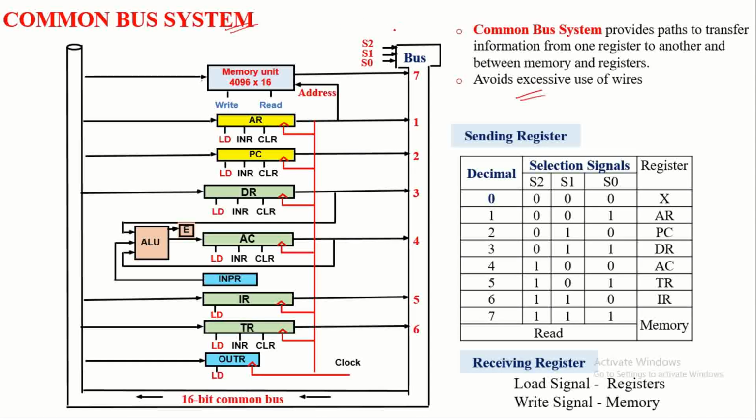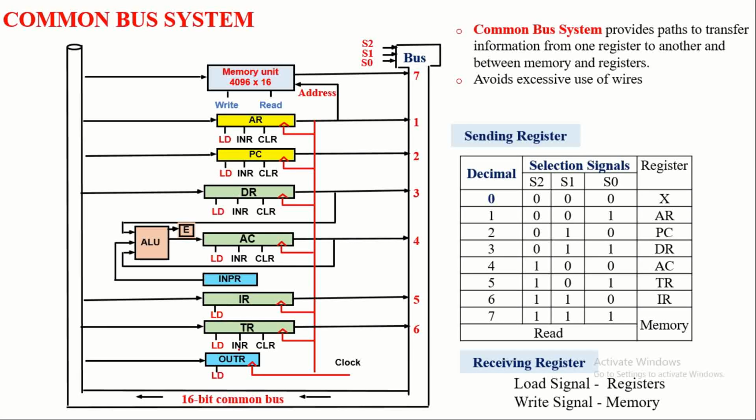Here you can observe a common bus. This common bus connects 8 registers and 1 memory unit. This common bus is constructed using 3-input multiplexers, and the size of the common bus is such that it can carry 16-bit information over the bus.